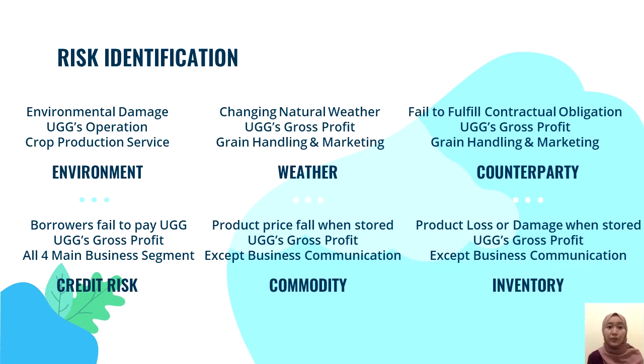Third is counterparty risk. This risk happens because the supplier or the customer does not fulfill the contract. Fourth is credit risk. This risk arises because the borrower fails to pay the money back to UGG. Fifth is commodity price. It occurs when the product price falls or changes while the product is still stored. The four main business segments except business communication were in charge of this risk. Sixth is inventory risk. This risk refers to product loss or damage in the warehouse, worker error, or misplaced goods. All risks impact the company profit except the environmental one, which impacts the business operation.